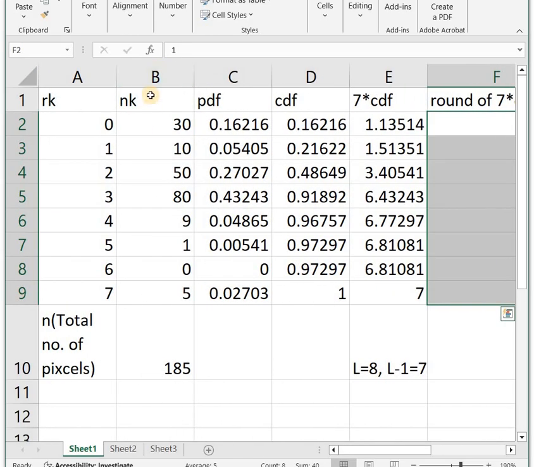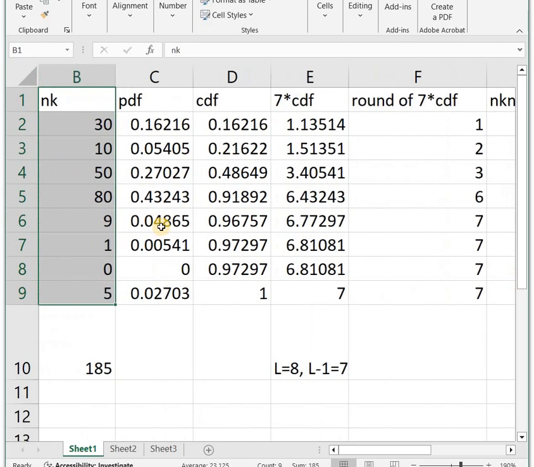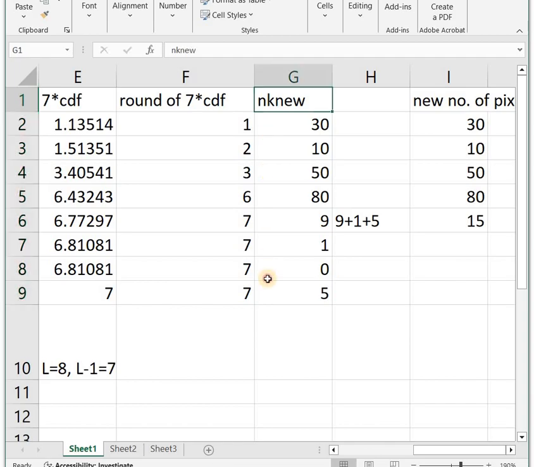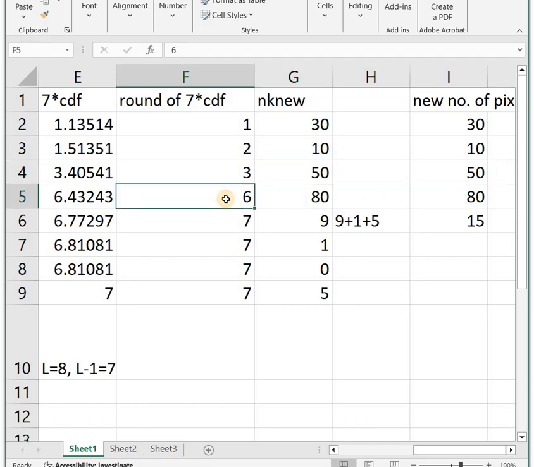Very simple. Copy the NK column. Where will you copy it? Here, as it is. And now calculate the new number of pixels. So for intensity 1, how many pixels do we have? 30. So I write 30 as it is. For 2, how many do we have? 10. So I write 10 as it is. For 3, how many do we have? We have 50. So I write 50 as it is.